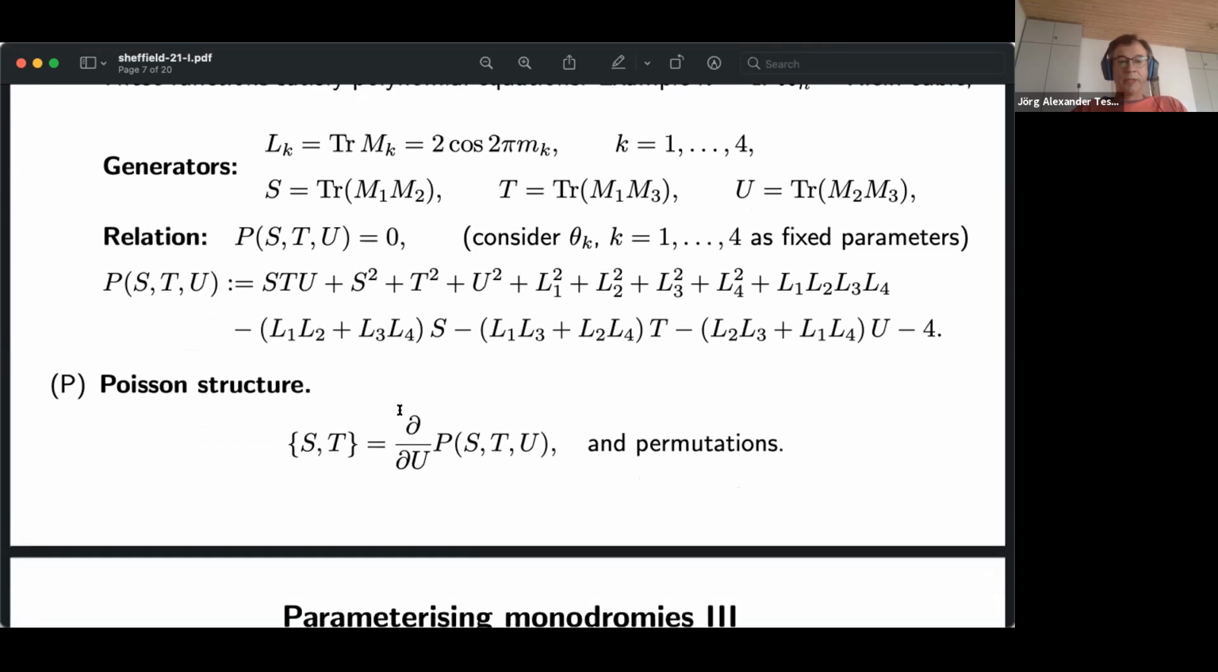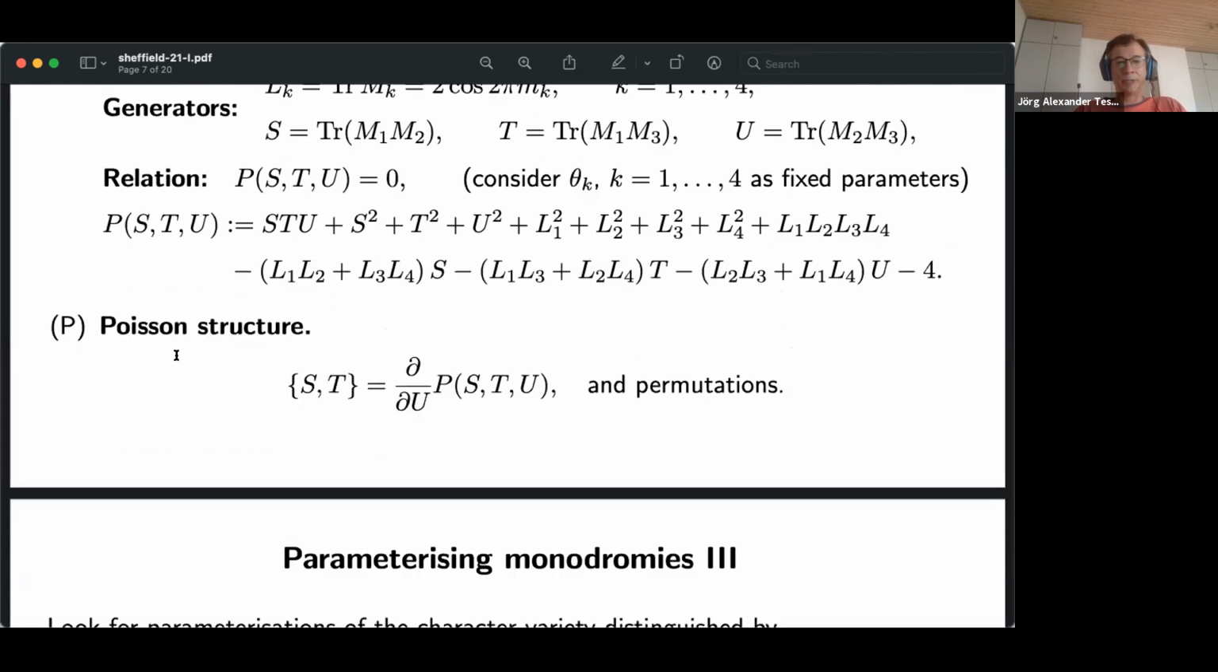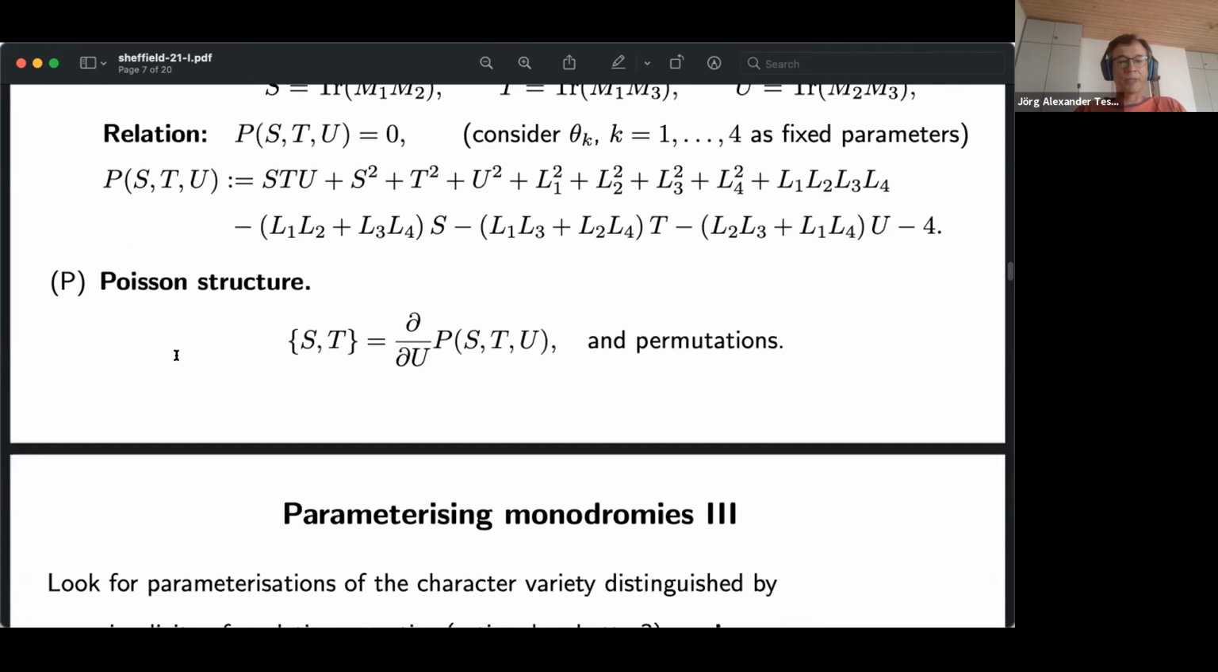And somewhat magically, so this is okay. So here we explicitly write down some equation in C cubed, an algebraic equation. So this defines a two-dimensional algebraic variety. And s, t, and u are the generators of the ring of algebraic functions, etc., etc. So this defines the algebraic structure.